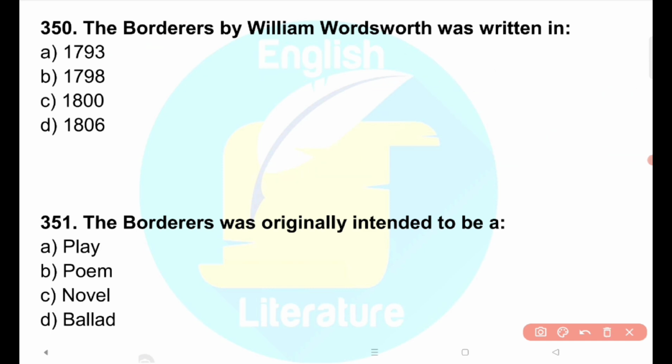The Borderer was originally intended to be a option A, play. The Borderer is a verse tragedy written by William Wordsworth between 1796 and 97. It was his only attempt at writing a full-length play. Wordsworth composed it in blank verse, unrhymed iambic pentameter, following a tradition of Elizabethan and Jacobean dramatists.